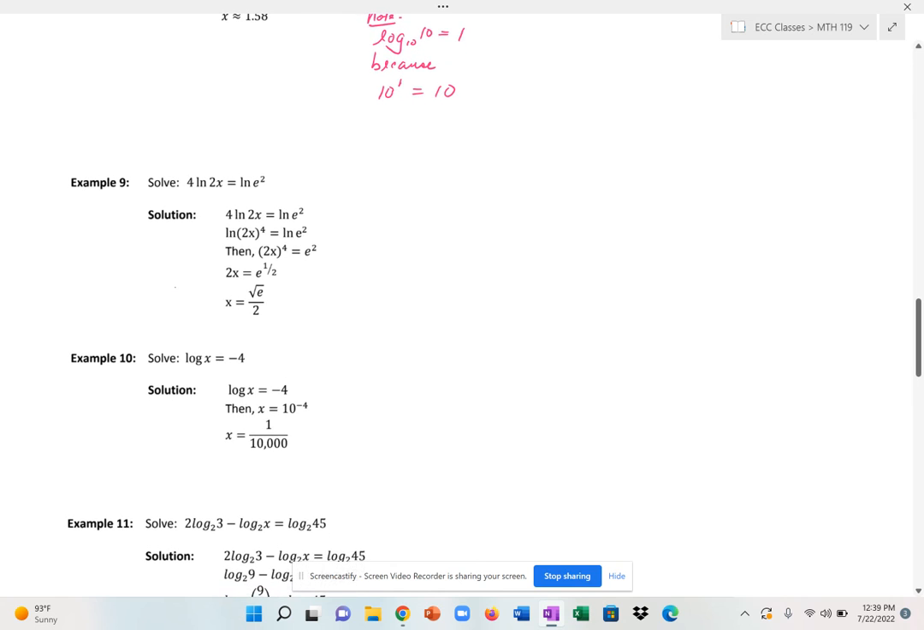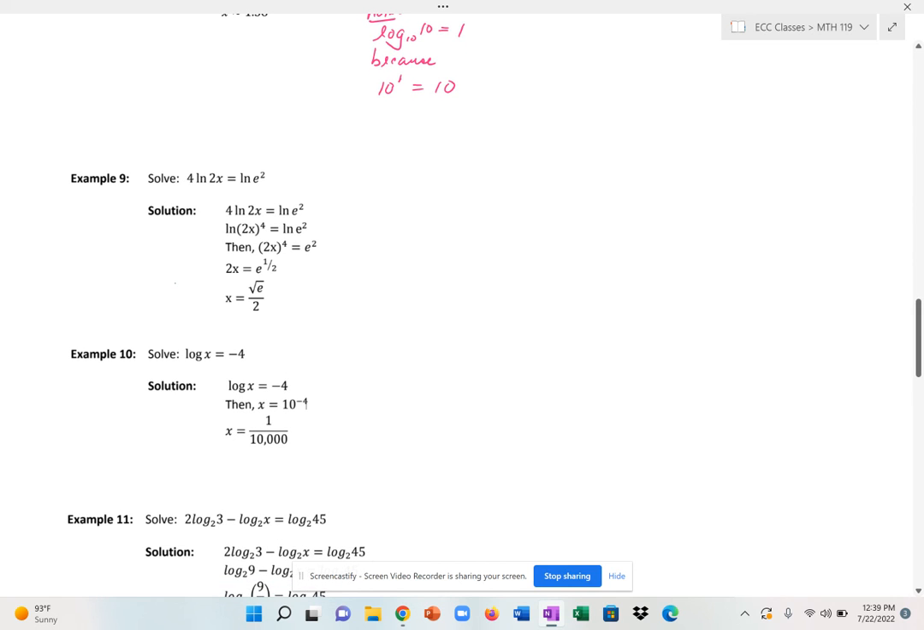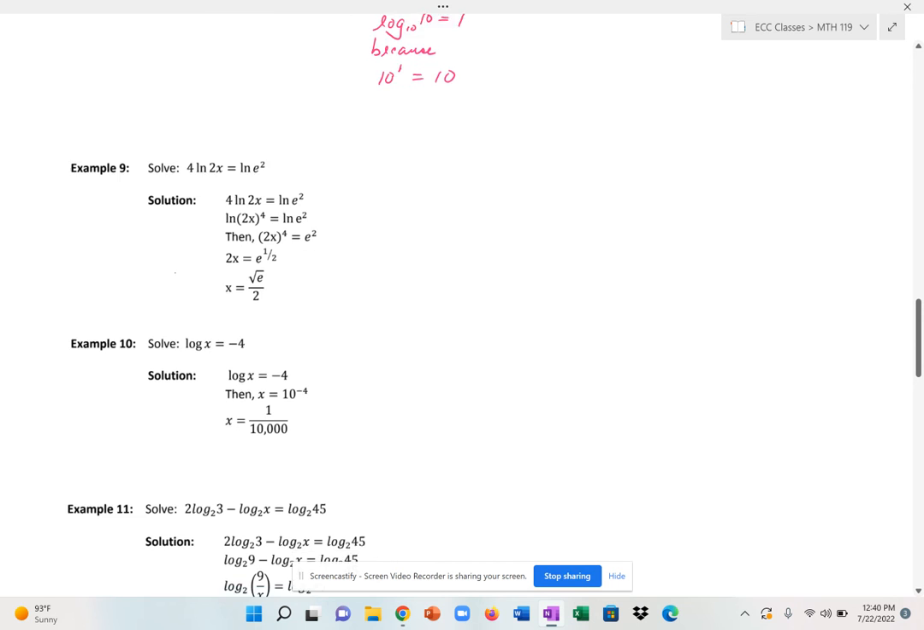Okay, here's one with multiple logarithms. So on the left side, I have 2 log base 2 of 3 minus log base 2 of x equals log base 2 of 45. I'm going to need to do some work on the left side to collapse this into one logarithm. So I use the power law to make the 2 an exponent of 3, and then I'm going to use the quotient law so that I could put this in the denominator. And so then I'll just have one logarithm.